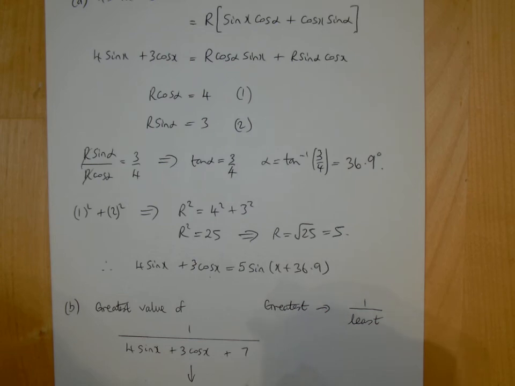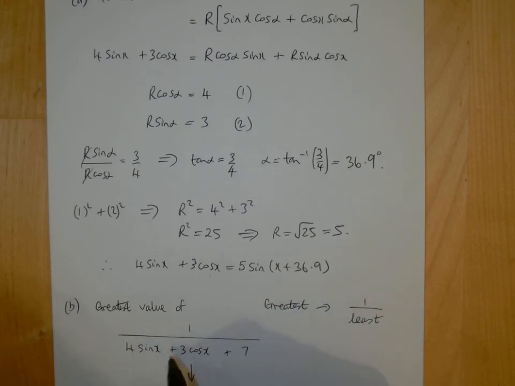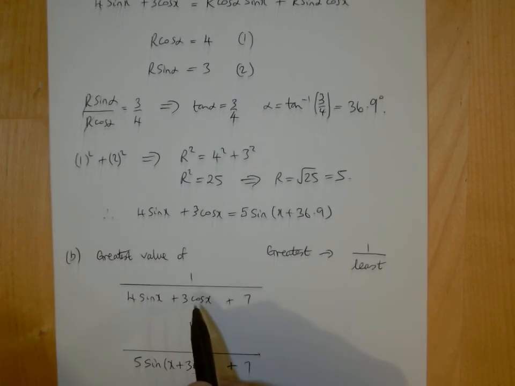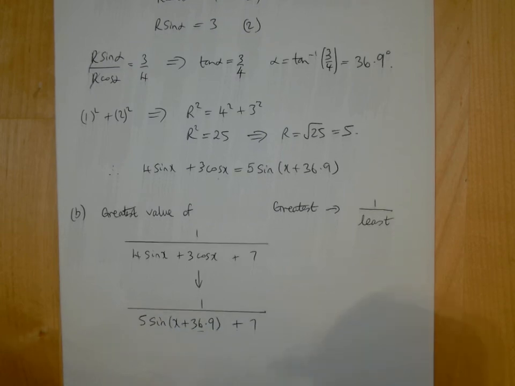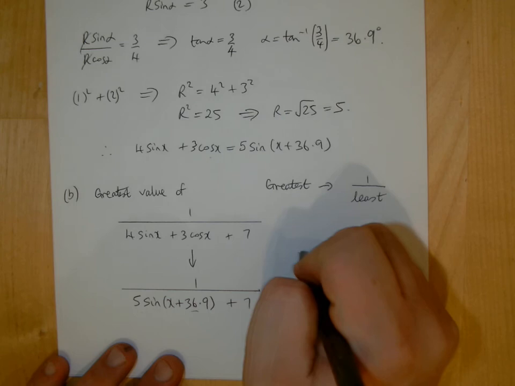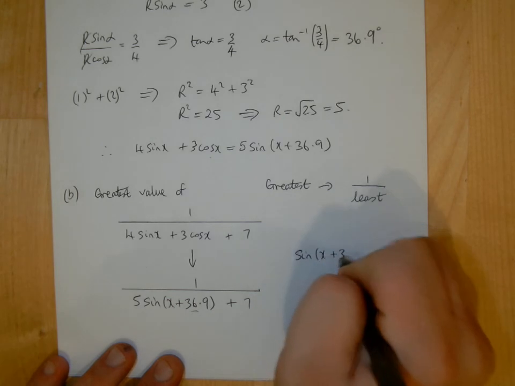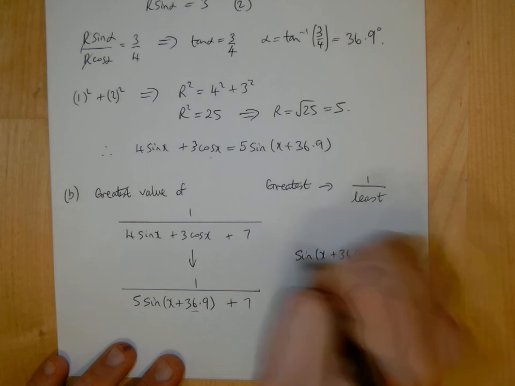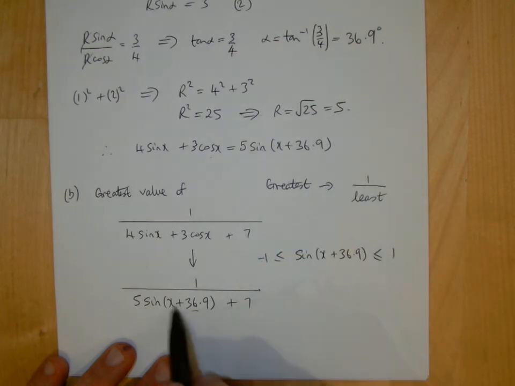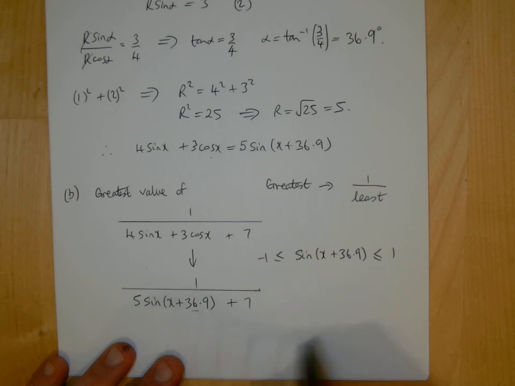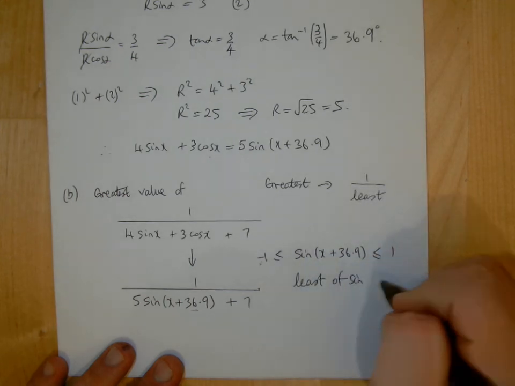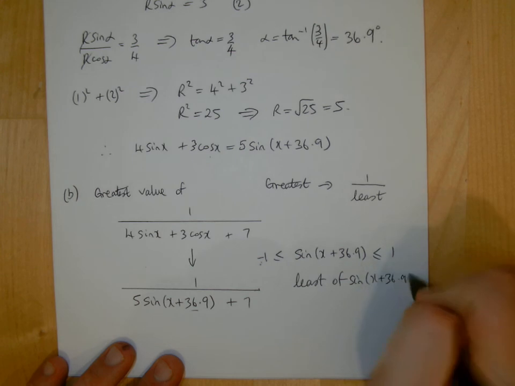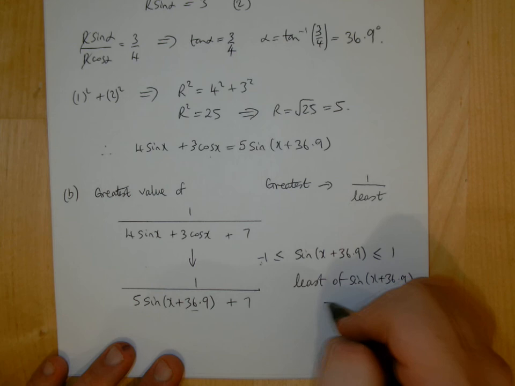Now in order to determine how to get the least on the bottom, you should use the answer from A. So instead of having 4 sine x plus 3 cos x, just put that in there. And to get this at its least, you just need to think about sine. Now remember, sine has got to be between 1 and minus 1. So the question is, to get this at its least, what's the least of sine? Well, if sine is between these two values, the least of sine is minus 1. So the least of sine of x plus 36.9 will equal minus 1.